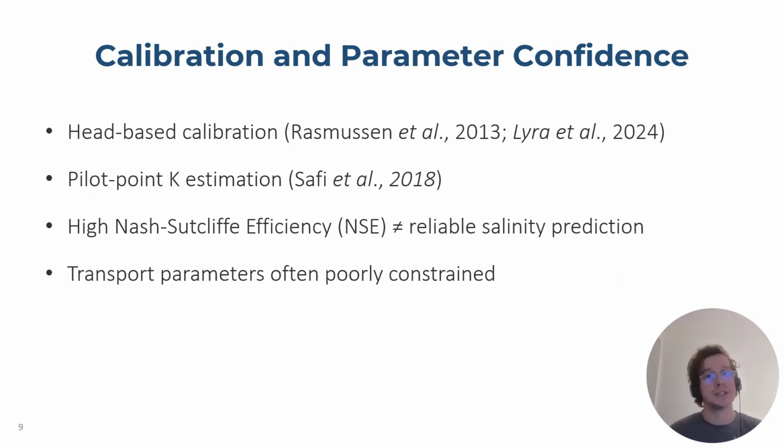Next, we're looking at the calibration and parameter confidence. Calibration approaches again differ across the three studies. Rasmussen calibrates the model to hydraulic head observations and compares simulated salinity distributions with independent geophysical data. Safi, however, applies PEST, with pilot points to estimate spatially distributed hydraulic conductivity fields, allowing parameter adjustment during calibration. Lyra, on the other hand, reports high Nash Sutcliffe efficiency values of 0.98 for groundwater flow and 0.92 for transport, indicating strong agreement between simulated and observed data.